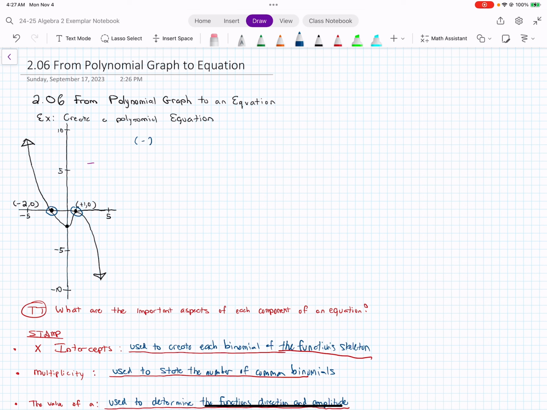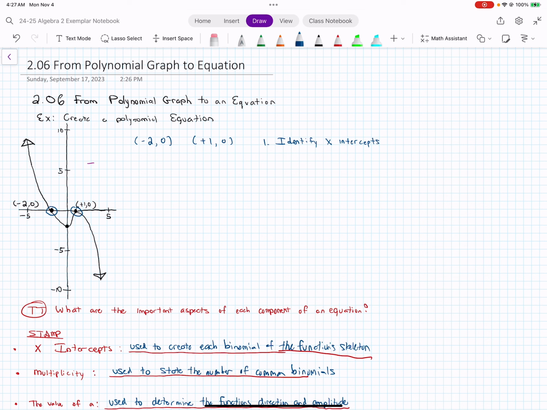points, -2, 0, and +1, 0. So identify x-intercepts.